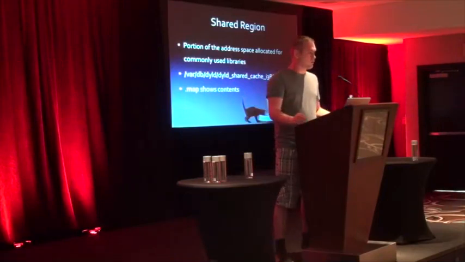And in that directory, there's also a .map file, and that file contains a listing of what's stored in the shared cache and kind of its order.